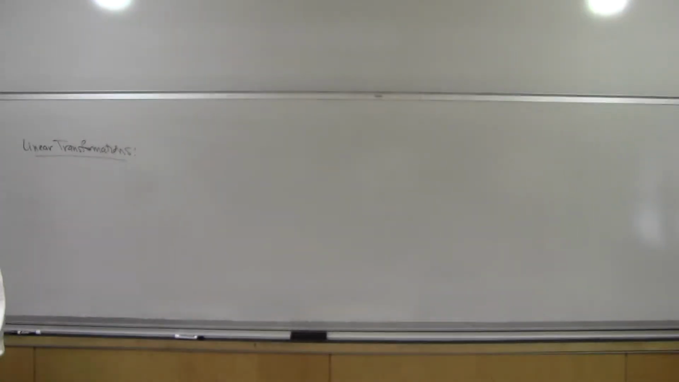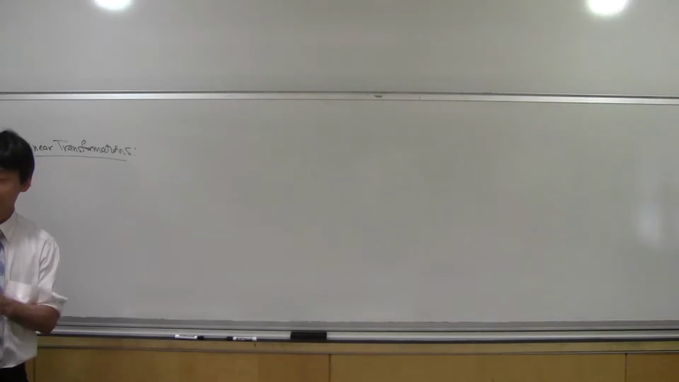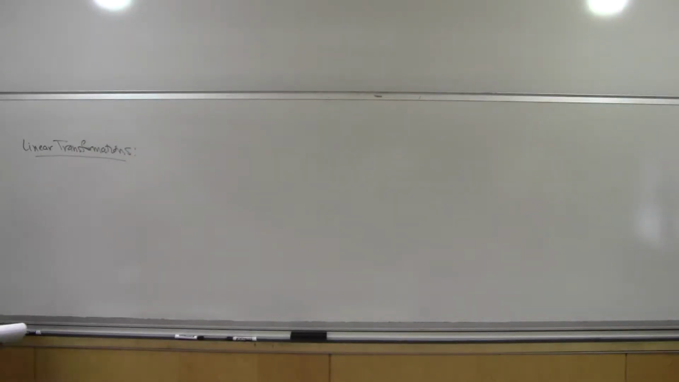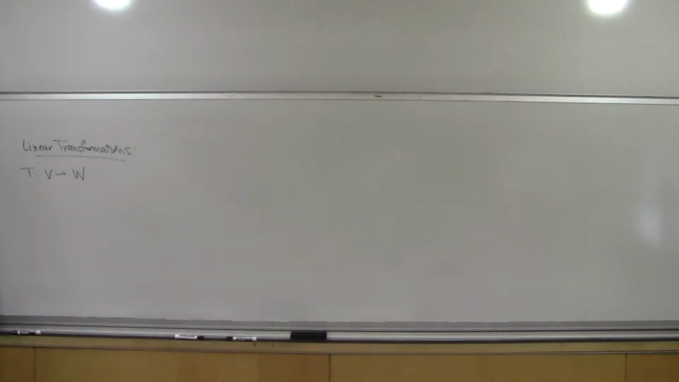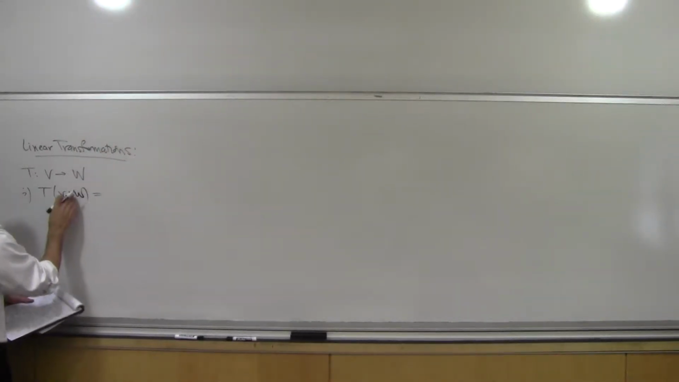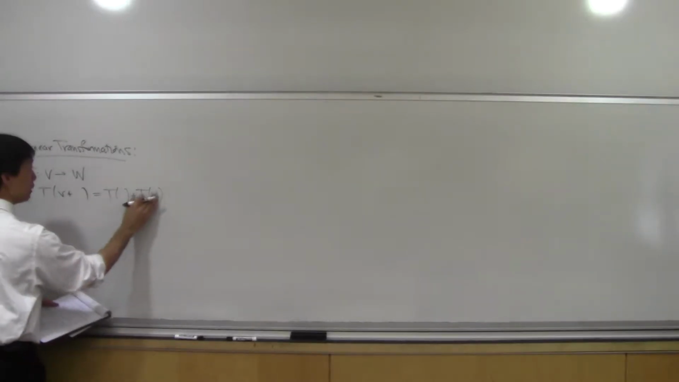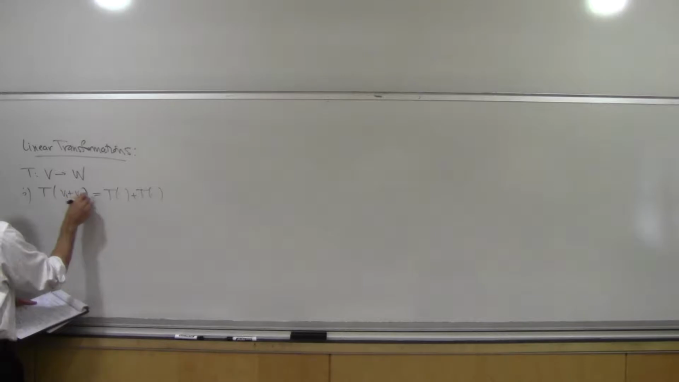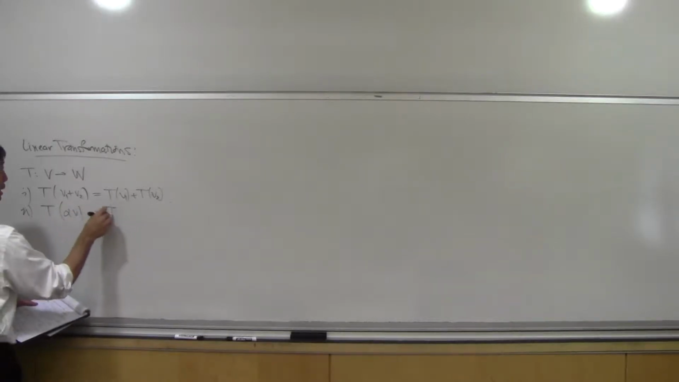Can somebody remind me what a linear transformation is, or what does it do? What makes a linear transformation a linear transformation? Remember, it's some map from one vector space to another, and it has two properties. First, if you apply T to v1 plus v2, then you get T of v1 plus T of v2. And the second, T of alpha v equals alpha T of v.